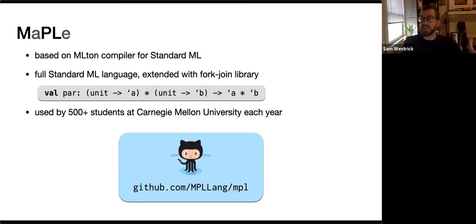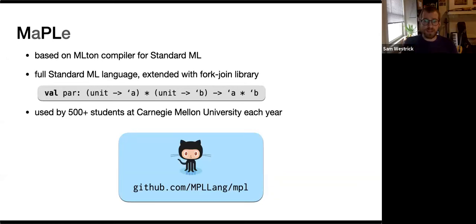So MLton is, I think, the fastest compiler for Standard ML that exists today, and actually probably the fastest compiler for any functional programming language that exists, at least for sequential code. It's really impressive how fast it is, often within a factor of 2 of C code for similar kinds of programs.